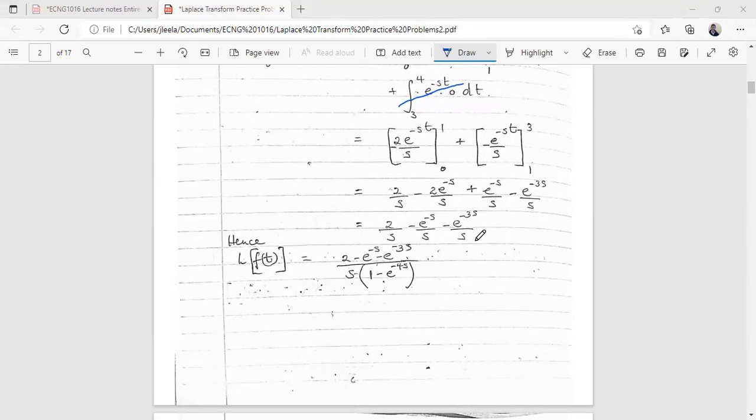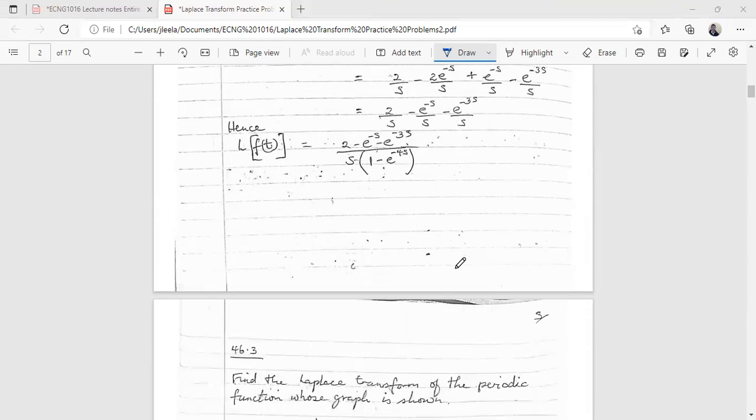And then from the definition, the Laplace of a periodic function would be this that we just worked out, divided by 1 minus e to the minus sT. And we know that the period is 4, so it will be 2 minus e to the minus s minus e to the minus 3s over s times 1 minus e to the minus 4s, right?